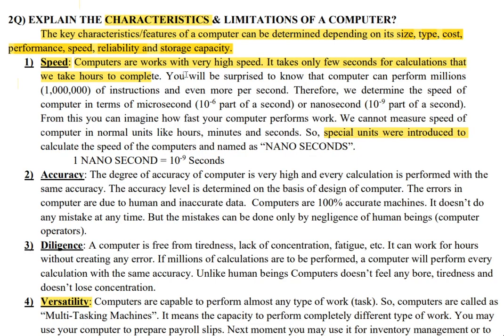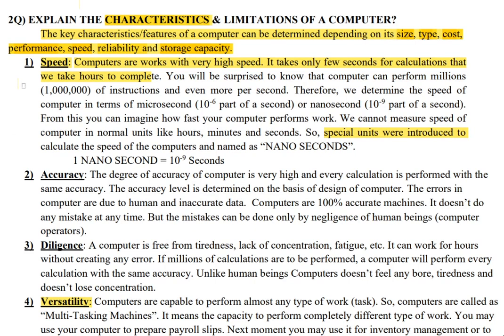Suppose you want to purchase any computer, what do you look at? First we look at the size. What type of computer? What is the cost? What is the storage capacity? And what is the speed and performance? Yes, these come under computer characteristics.